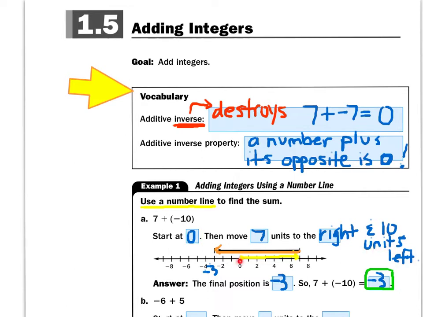So if I start at 0 and move 7 units to the right and then 10 units to the left, that has me land on negative 3. So the final position is negative 3, so 7 plus negative 10 is negative 3.